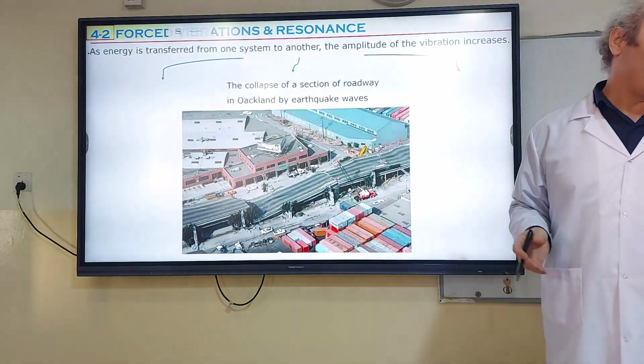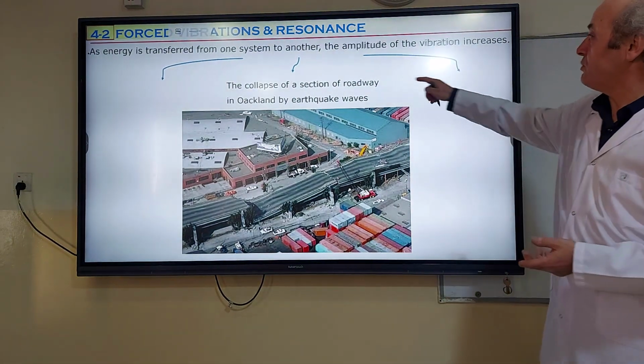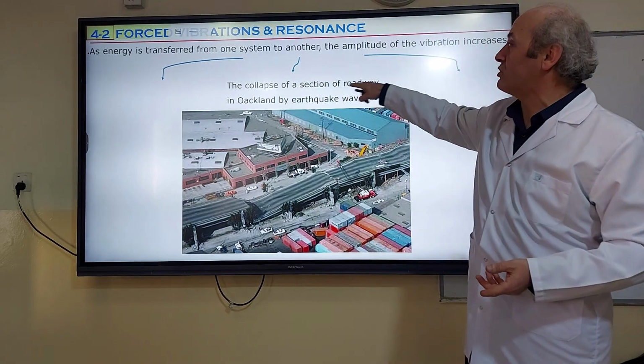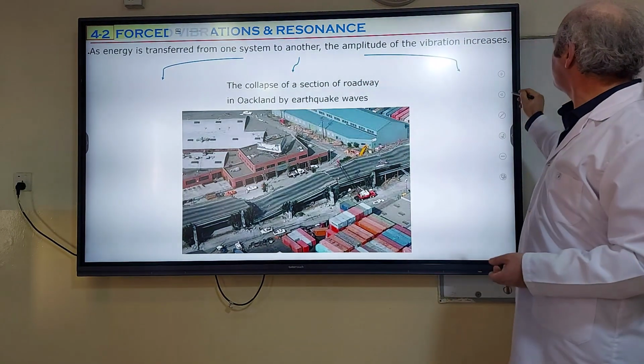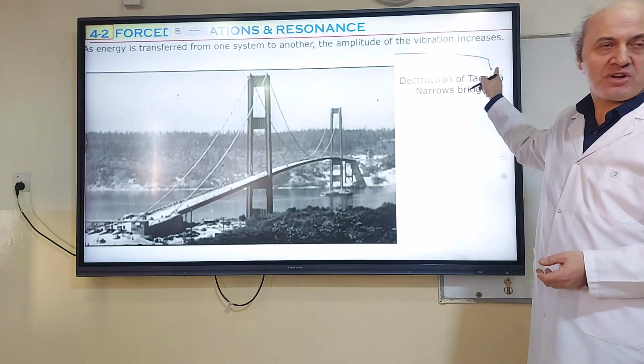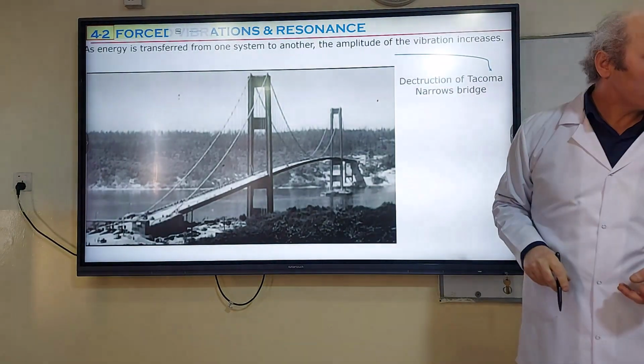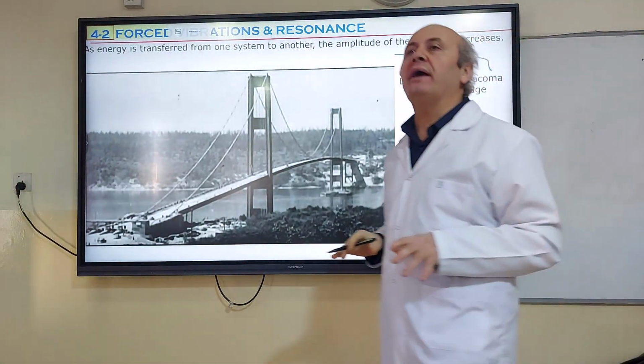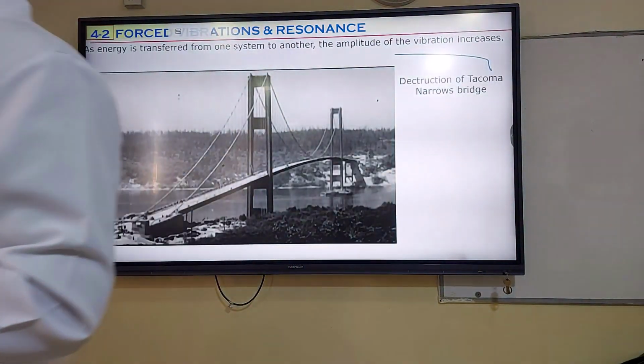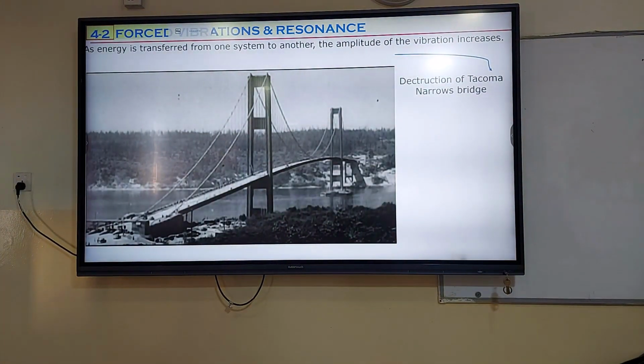They give these examples in your book. One of them is the collapse of a section of the roadway in Auckland, and the other one is the destruction of the Tacoma Narrows Bridge, which are both examples of energy transfer by resonance between two systems.